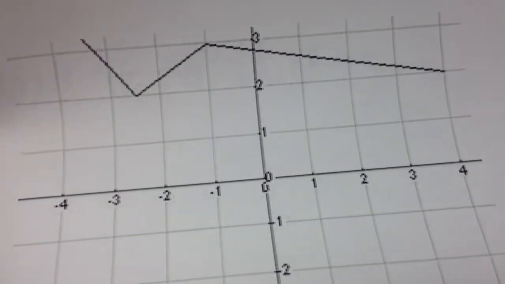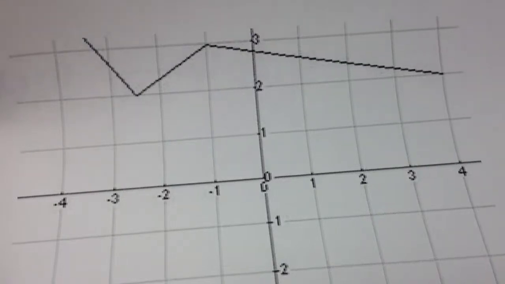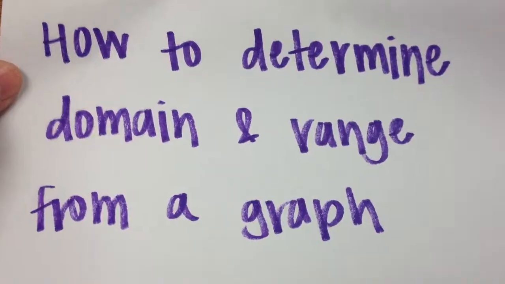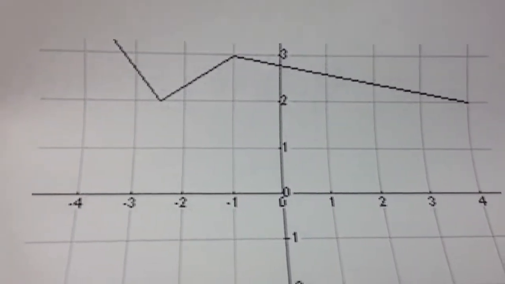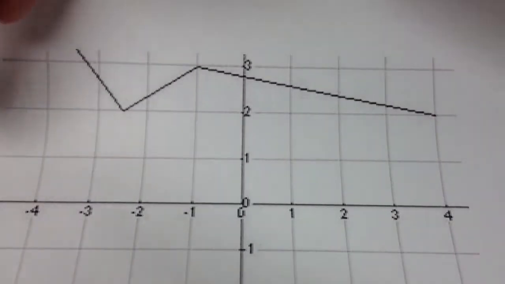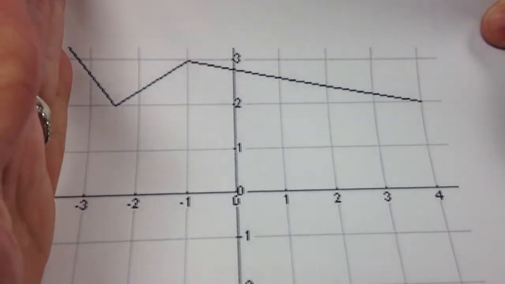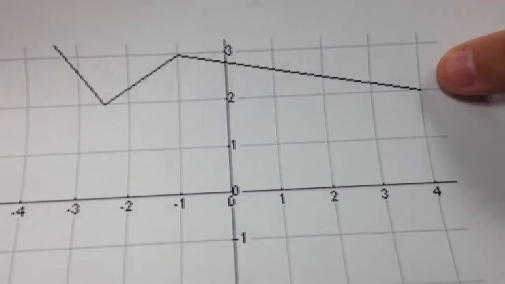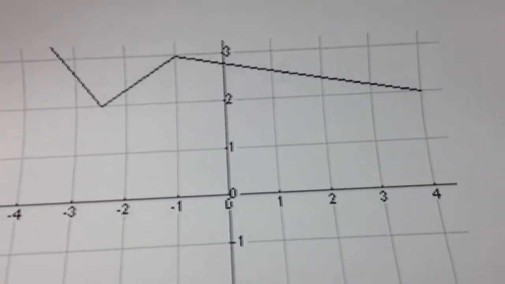Before your Unit 5 test, I thought it would be helpful to go over how to determine the domain and range from a graph. So if we look at this graph, in order to determine the domain, domain of course is referring to the x values. So if we look at this graph horizontally, this graph begins over here around -3.5 and ends over here at +4. So to write that, I'm going to use an inequality.